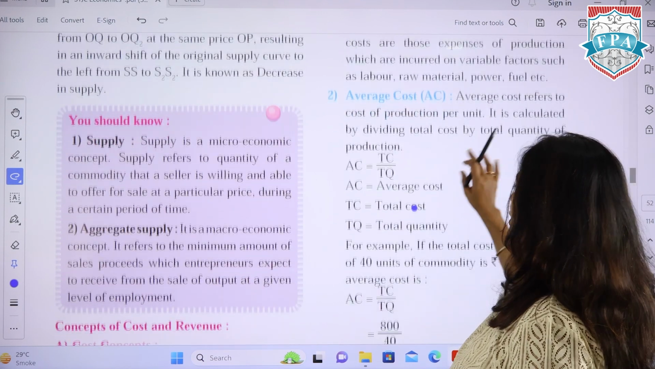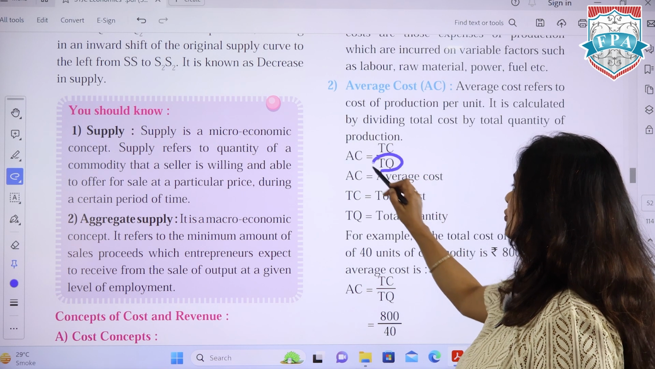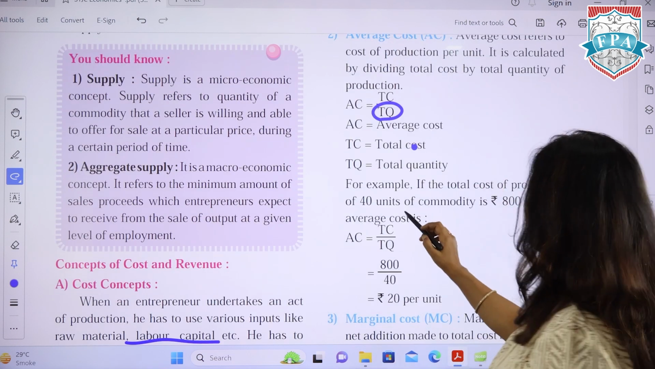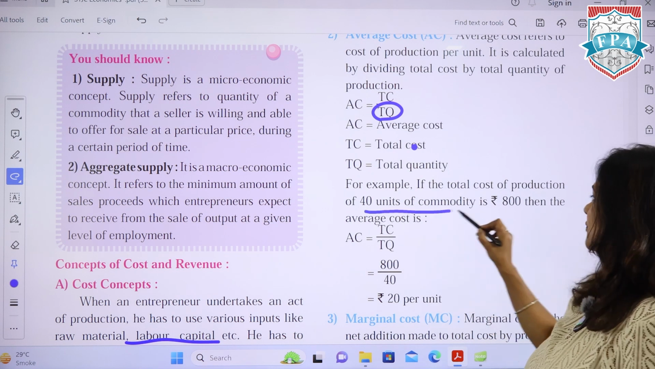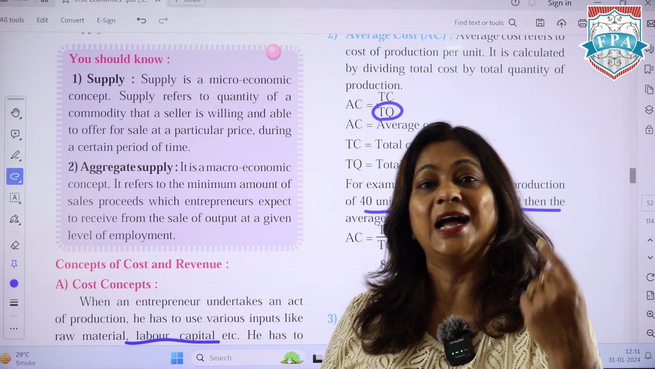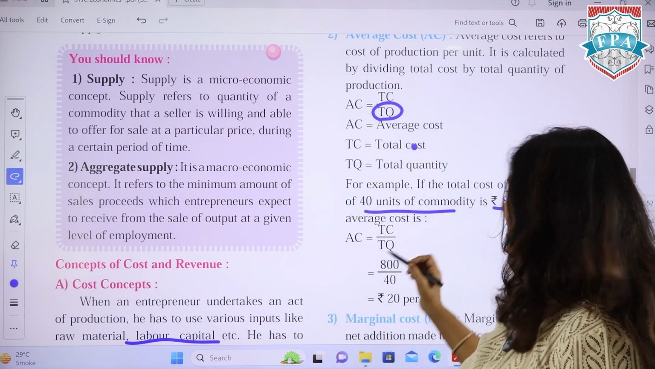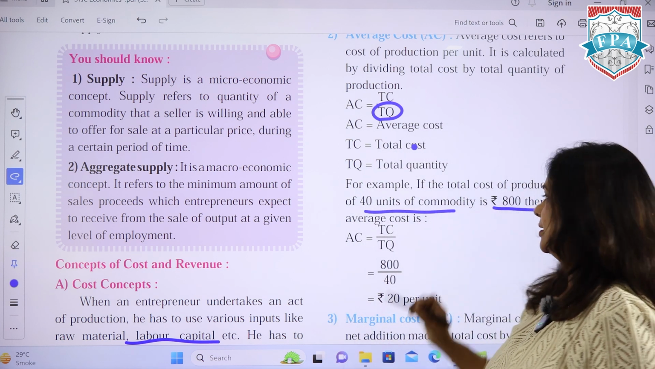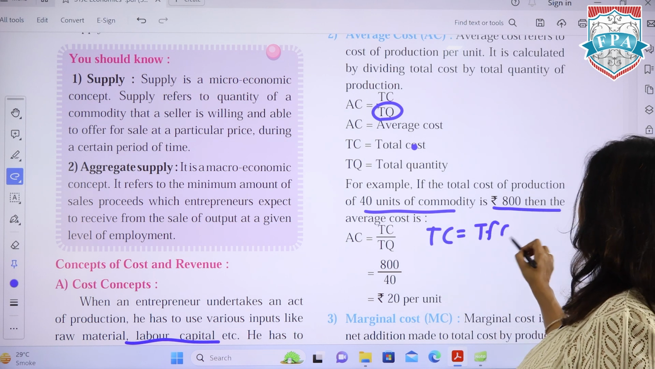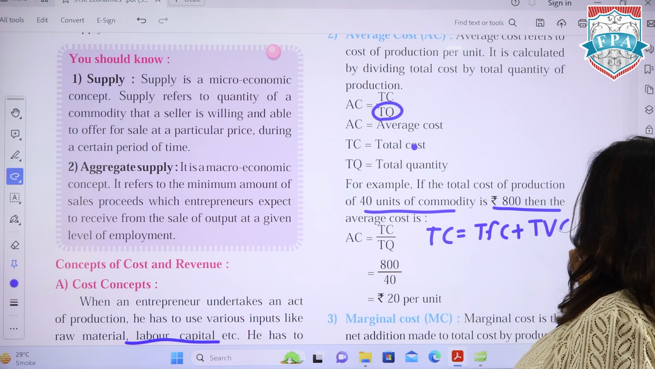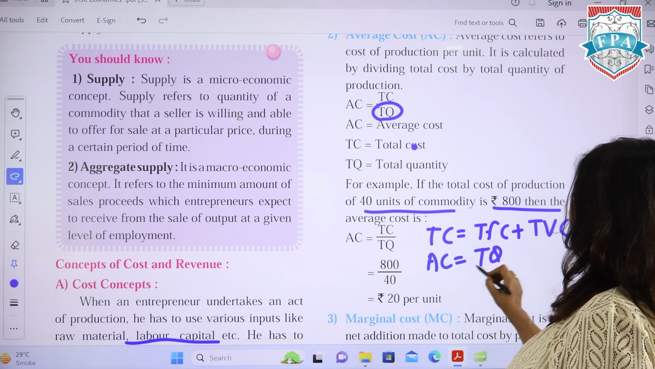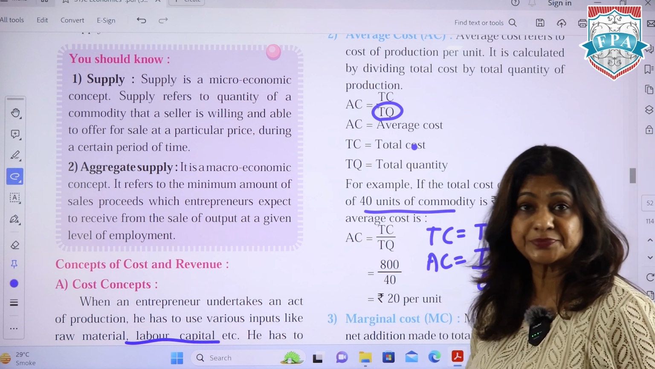Total cost, if you divide it by the number of units, that gives you your average cost. So for example, 40 units of commodity, 800 is the total cost, then the average cost per unit is 800 divided by 40. So to remember: total cost is equal to total fixed cost plus total variable cost, and average cost is equal to total cost divided by quantity.